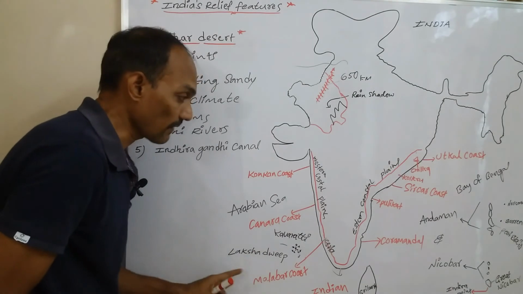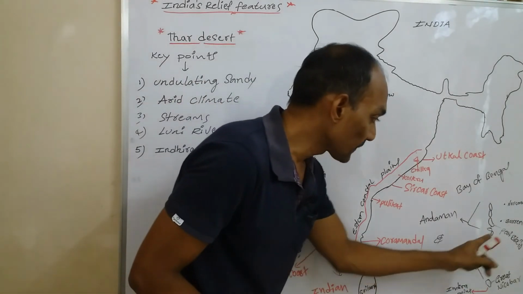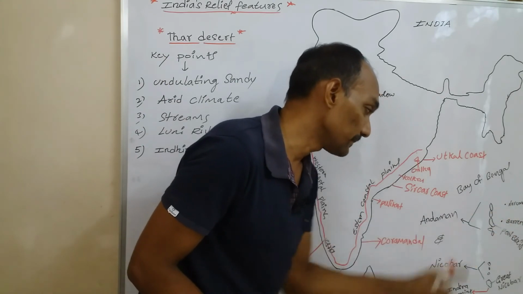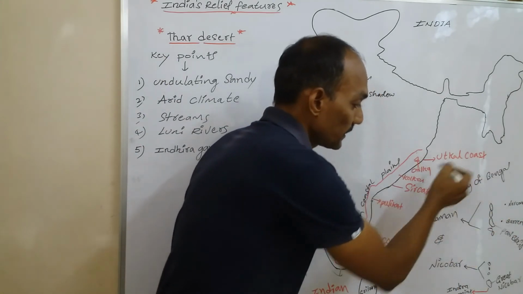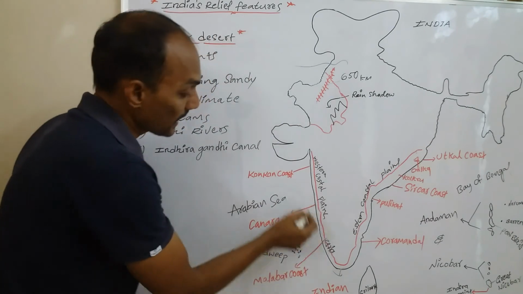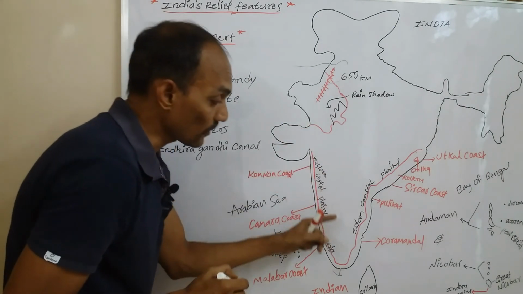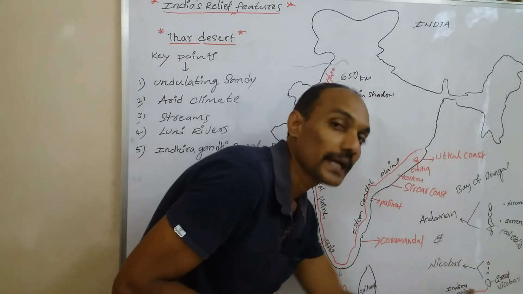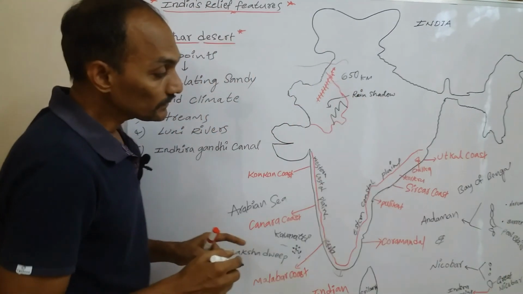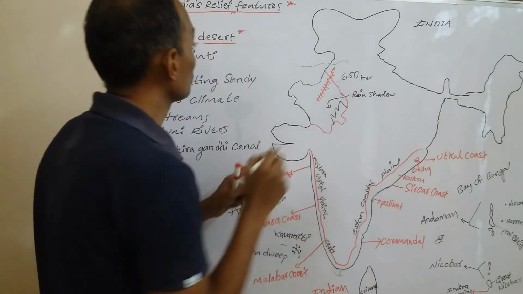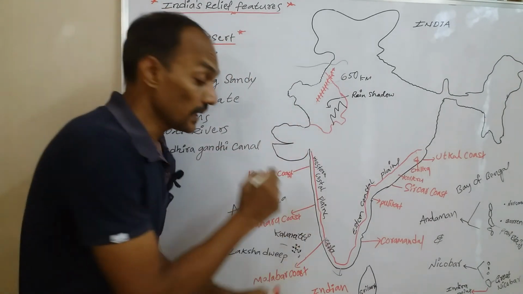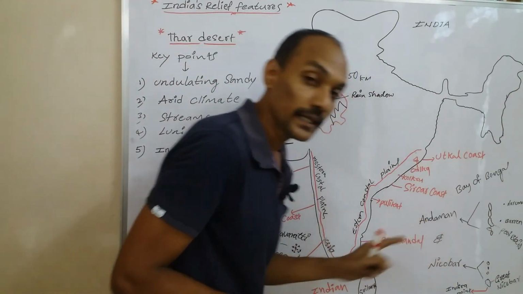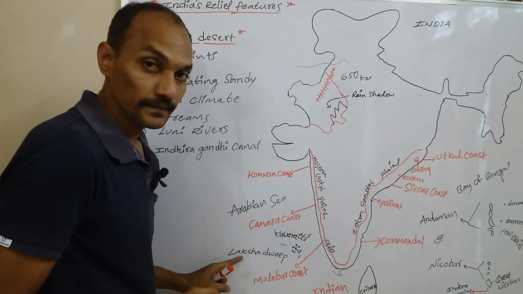Lakshadweep's capital is Kavaratti. The Andaman and Nicobar capital is Port Blair. There are two volcanoes here, Narcondam and Barren. The Andaman and Nicobar Islands are located in the Bay of Bengal, Lakshadweep in the Arabian Sea. The southernmost tip of India is Indira Point, located in Great Nicobar in the Nicobar Islands. So this is the information about the Thar Desert, coastal plains, as well as the Andaman and Nicobar Islands and Lakshadweep. Okay.